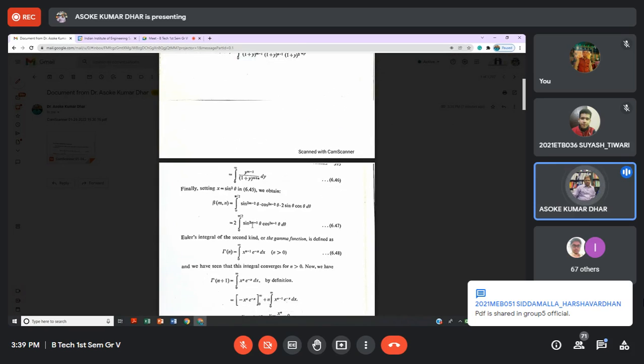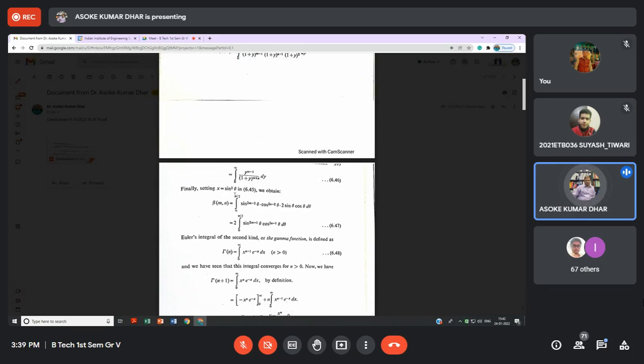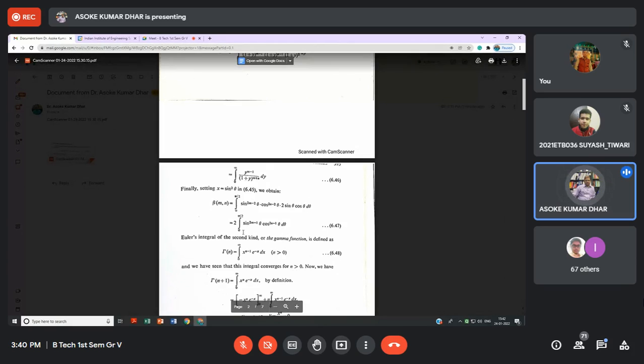And again, if you put x equal to sine square theta, then beta mn is equal to another form, given by 6.47: 2 times the integral from 0 to pi by 2 of sine to the 2m minus 1 theta, cos to the 2n minus 1 theta, d theta. And here again the range is finite. In case 6.46 the range is infinite, but here the range is again finite.